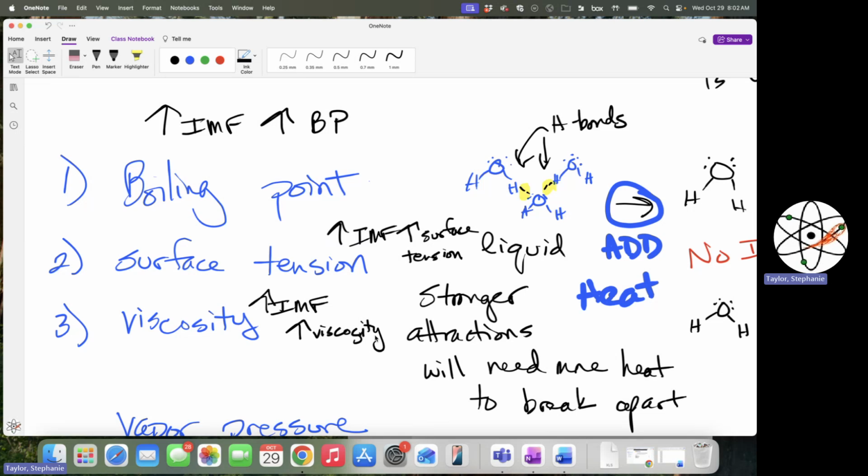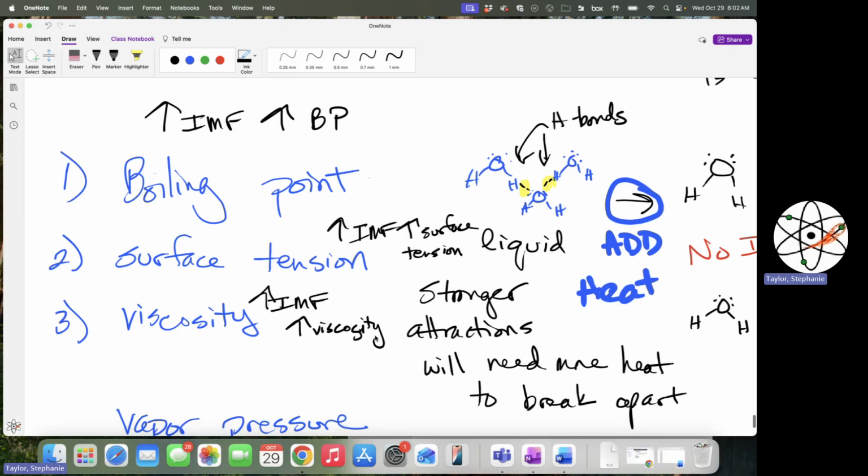So all three of those first things, the better the attractions are, the better that property does. The stronger the attractions, the higher the boiling point. The stronger the attractions, the higher the surface tension. The stronger the attractions, the higher the viscosity. True for all of those.